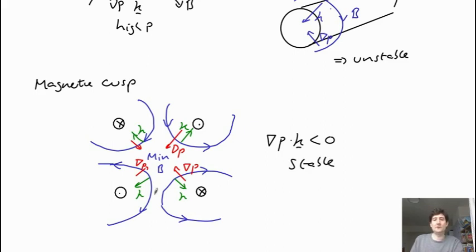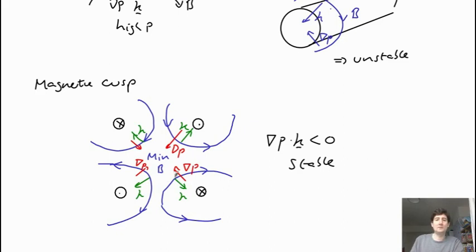Unfortunately, these configurations have terrible particle confinement, because there's magnetic field lines going straight through the middle, and so particles will escape along the field lines through the gaps here. But this basic configuration is used in combination with magnetic mirrors, for example. These are called Ioffe bars. These are used to stabilize tandem mirrors.